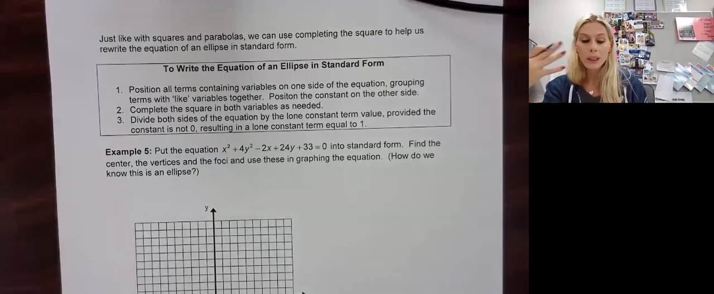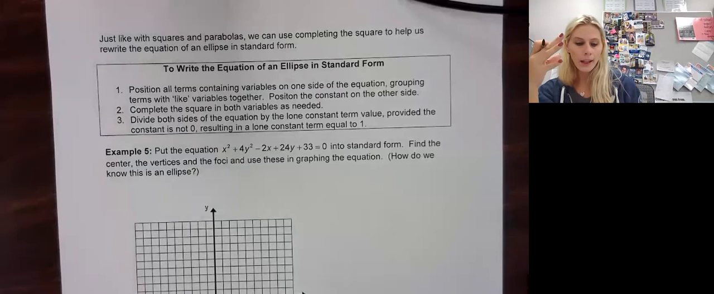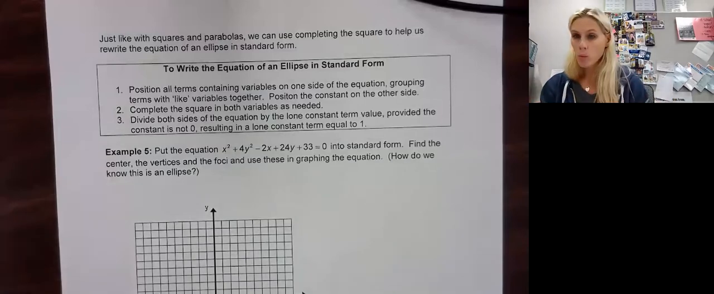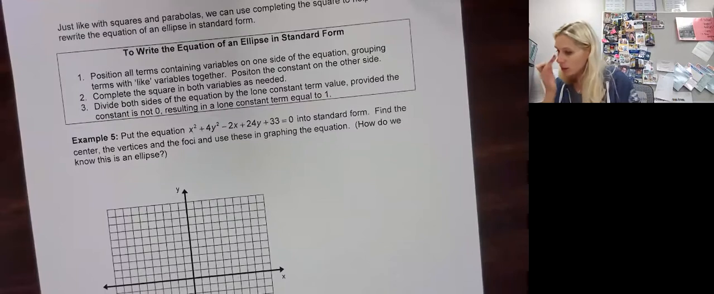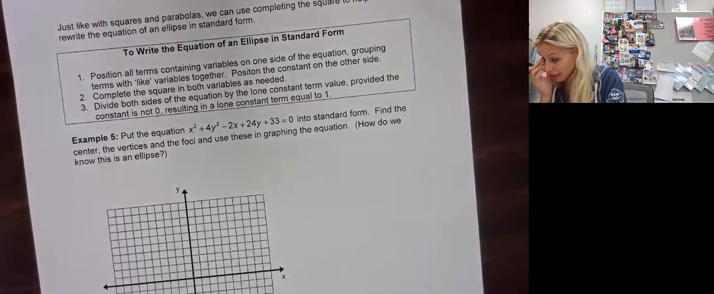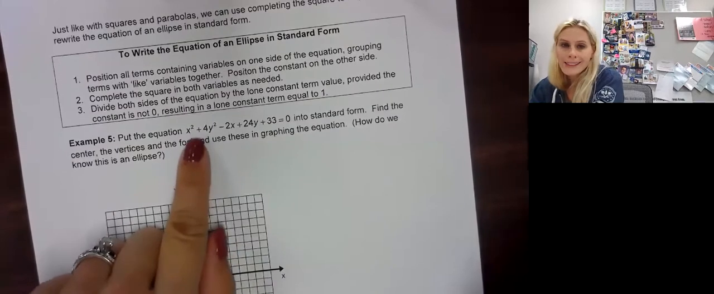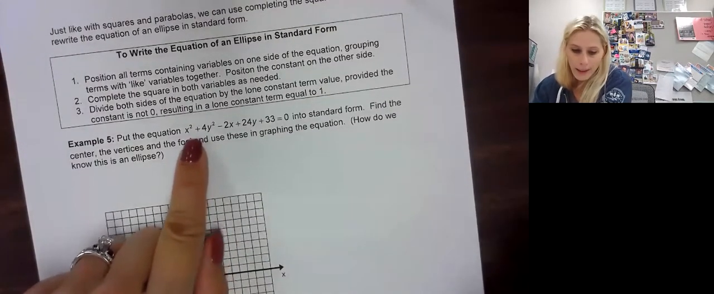So when you're completing the square, if we get 1 on the other side, or if we want it to be an ellipse, you need 1 on the other side. So that's where it goes back and forth. So let's see how we do here. It says put the equation in the standard form and then find the center, the vertices, and the foci. Okay, so let's look at this. We need to put our x's together, our y's together, and our constants on the other side, okay?